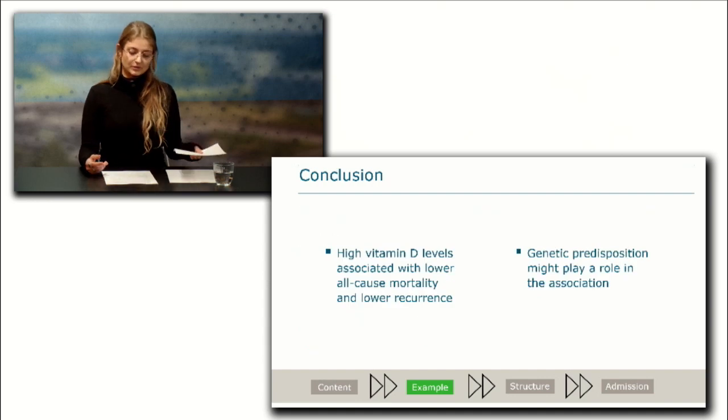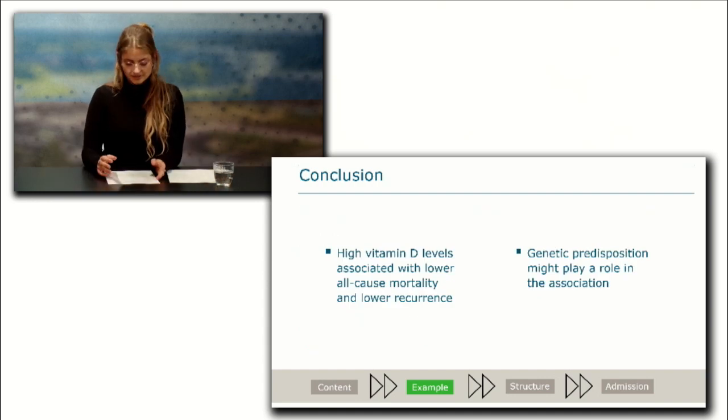And that brings me to the conclusion that I have at this point, and that is that high vitamin D status is associated with lower all-cause mortality and recurrence, and that genetic predisposition might play a role in this association.